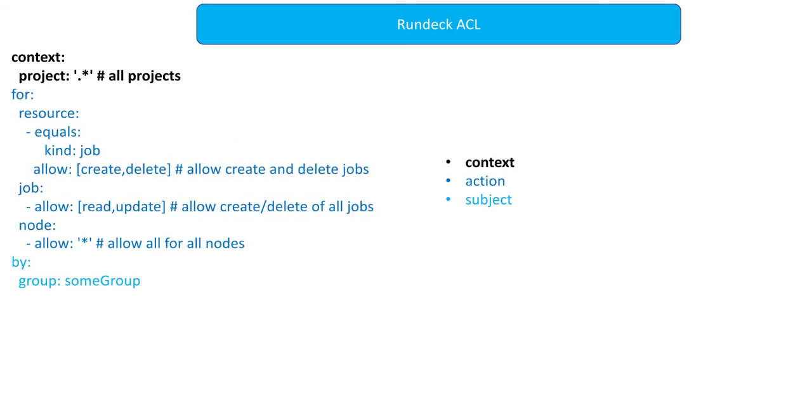And as I said, there is the second example. This time we are defining it for all the projects. You can also place a name of the project in the context part. And the rest is pretty much the same. So again, we have the resources and we can specify what we allow for a particular generic type. Like in this example, we are defining something for job. And then for the specific type of resource, we allow read and update for jobs and everything for nodes.